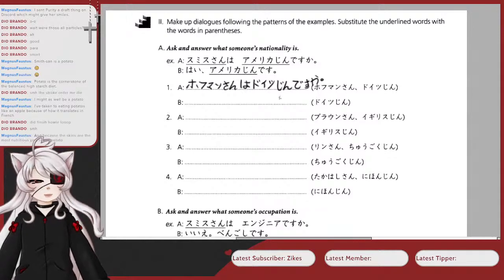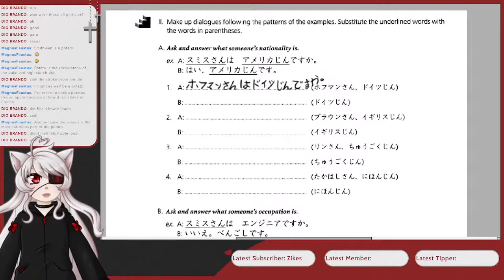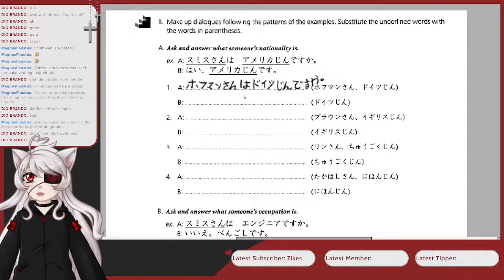Did it finish the whole loop? Whole loop in what? The what? You write on a tablet in Japanese.